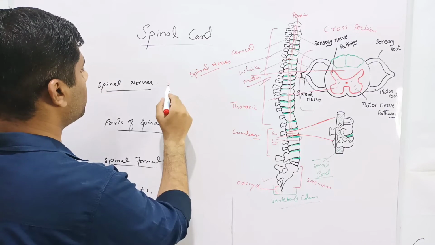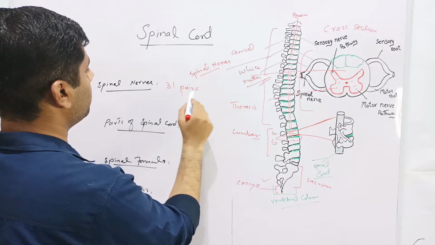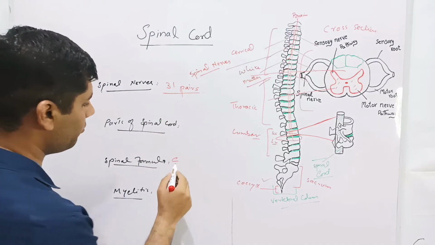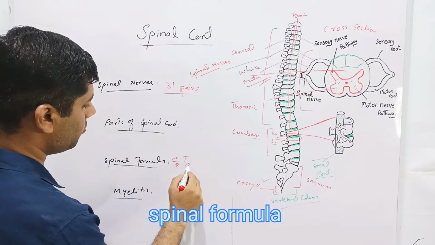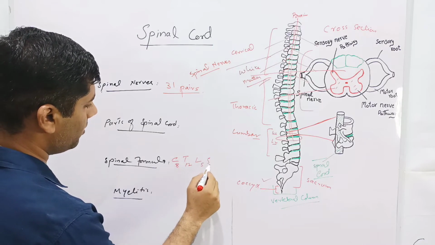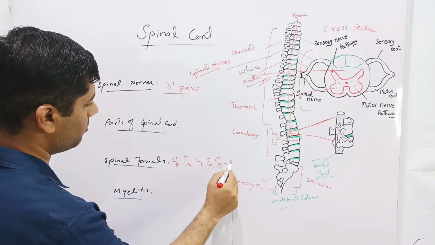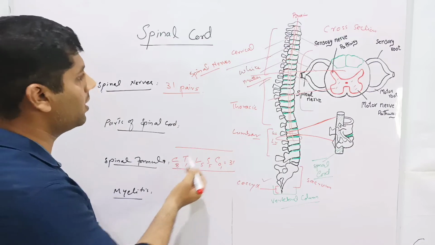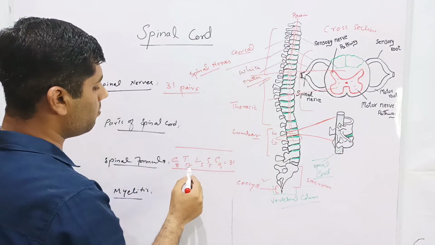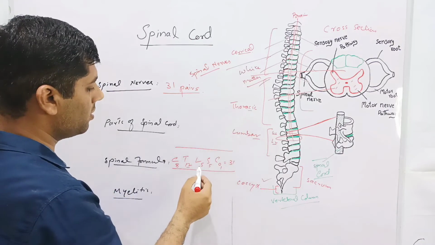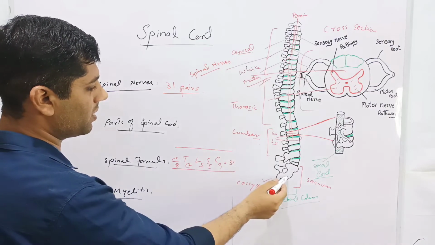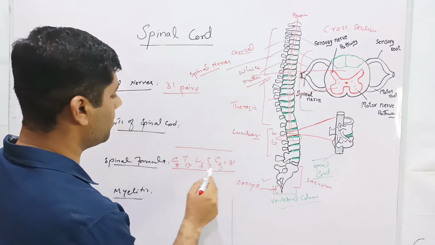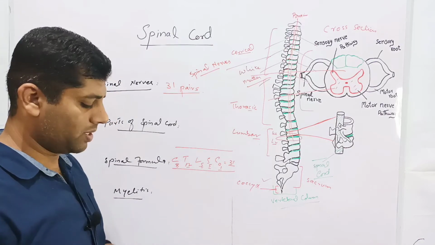There are 31 pairs of spinal nerves. Spinal nerves have a formula like the vertebral column. They have the formula of C8, T12, L5, S5, CO1 is equal to 31. So this is the spinal formula. 8 pairs of spinal nerves arise from the cervical region, 12 pairs emerge from the thoracic region, 5 pairs from the lumbar region, 5 pairs from the sacral region, and 1 pair emerges from the coccygeal region.